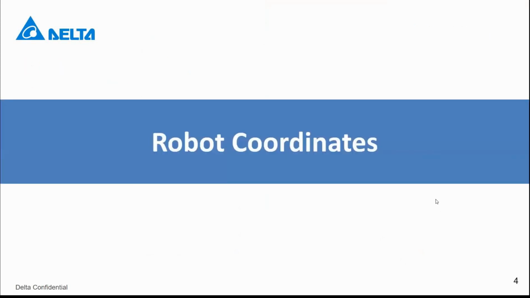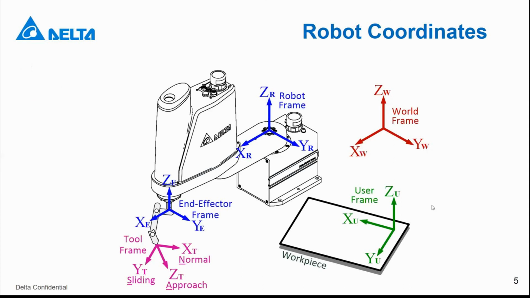So first is robot coordinates. In this picture, you can see the definition of the robot coordinates in a robot. So first it's a robot frame and the world frame. You can see the robot frame and world frame here are separate, but in our robot system, because we only have one robot, our robot frame and world frame are the same one, here on the top of the robot.